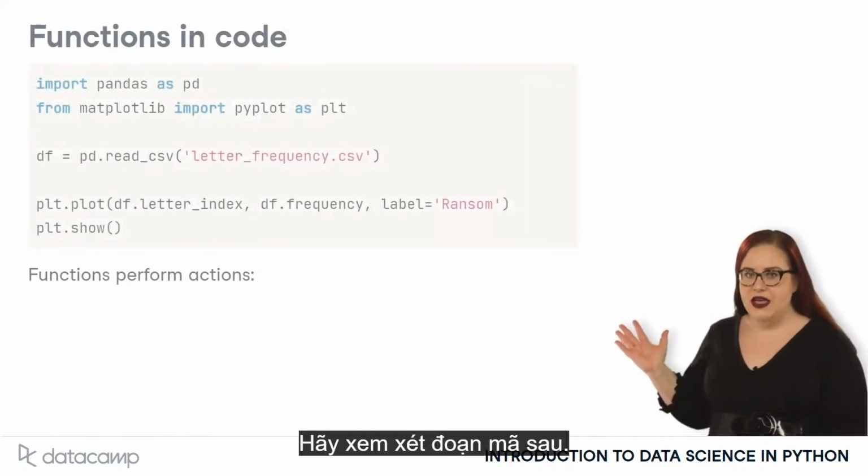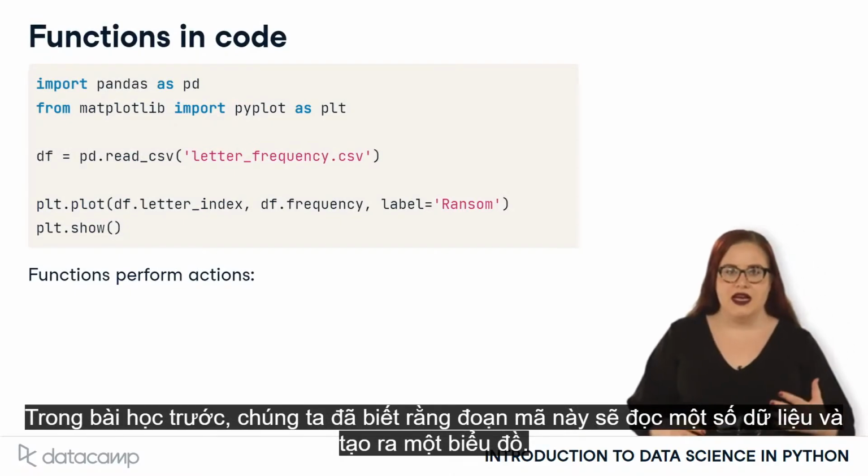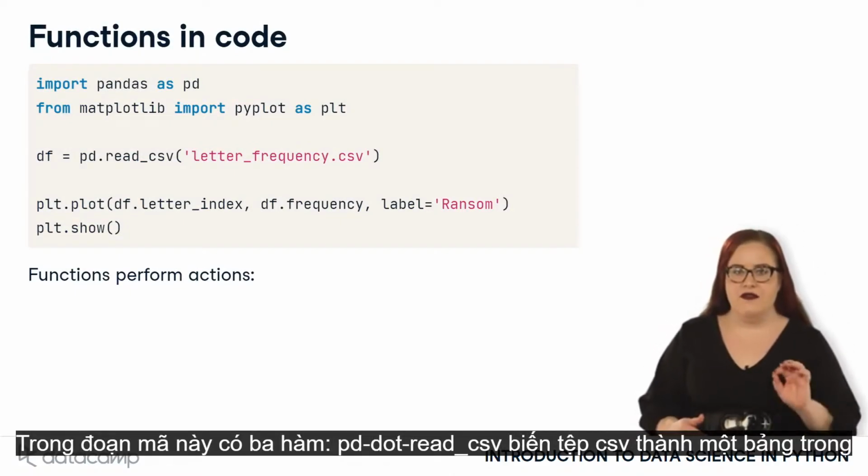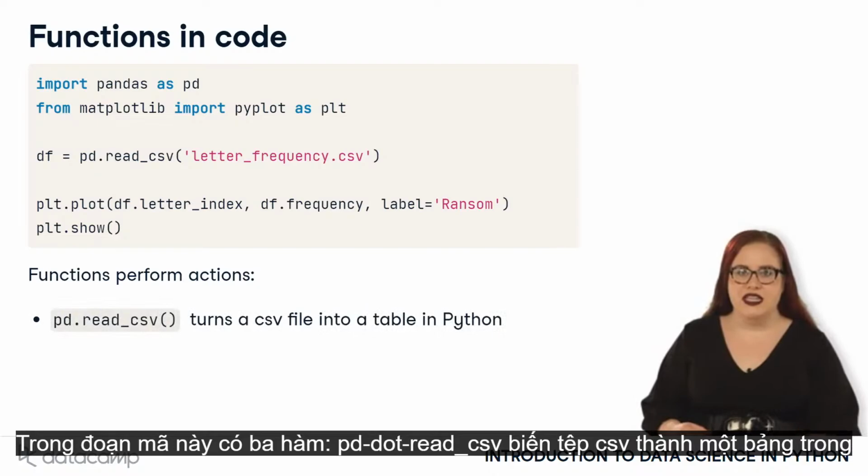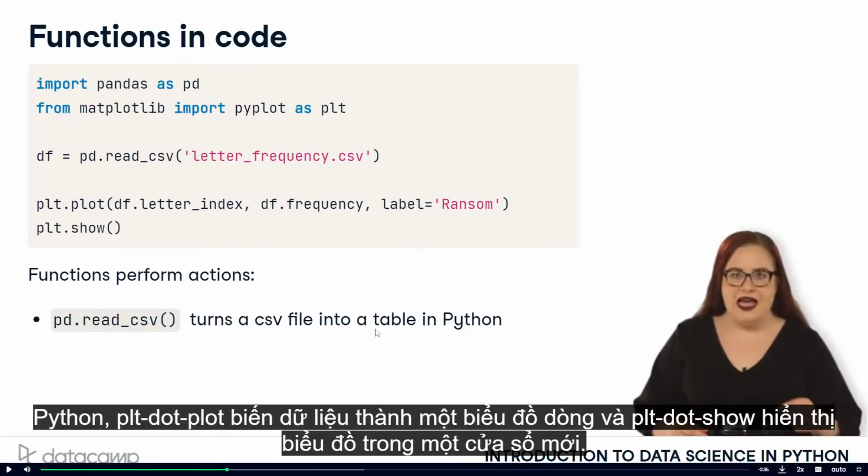Consider the following code snippet. In a previous lesson, we learned that this code would read some data and produce a graph. In this snippet, there are three functions. pd.read_csv turns a CSV file into a table in Python.